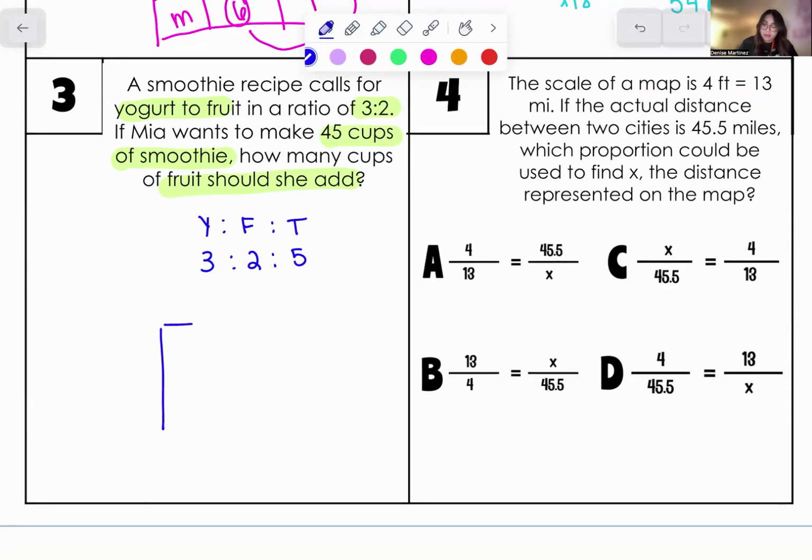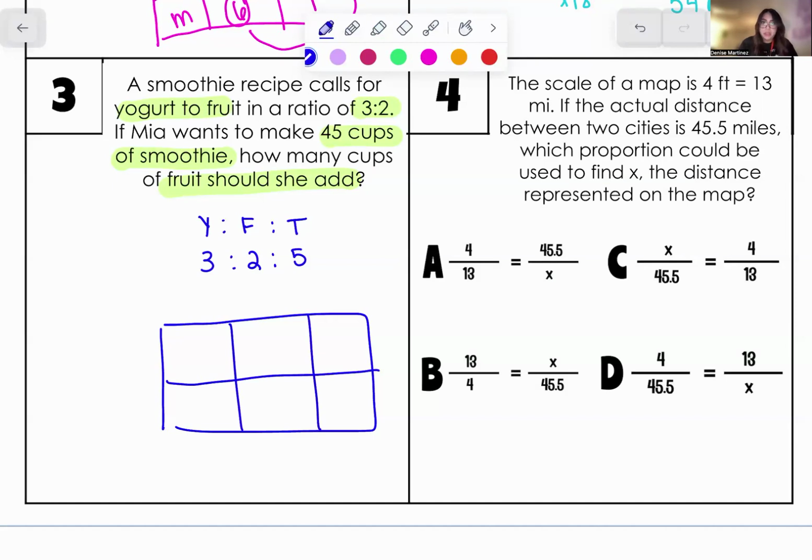So now we're going to set it up and see what we actually need to fill in our ratios. So it says 45 cups of smoothies. So that means I'm not looking for any of what it's asking me for in the original ratio. I'm looking for smoothies. So how many total? So this is my total again. So yogurt, or what is it asking? Oh no, not even yogurt. It's asking us for fruit. So it's fruit to total. So I don't need yogurt. 2 and 5. And then 45 is the total.